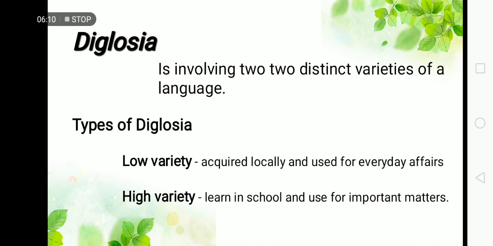Low variety is acquired locally and used for everyday affairs. So, an example of the low variety is our mother tongue or our first language. Next is high variety. It is learned in school and used for important matters. So, the high variety means it is like a second language, for example, the second language of us Bisaya is English. Because we use English in our schooling, we learn it in school.